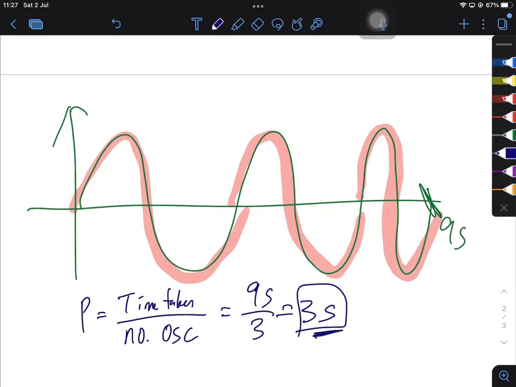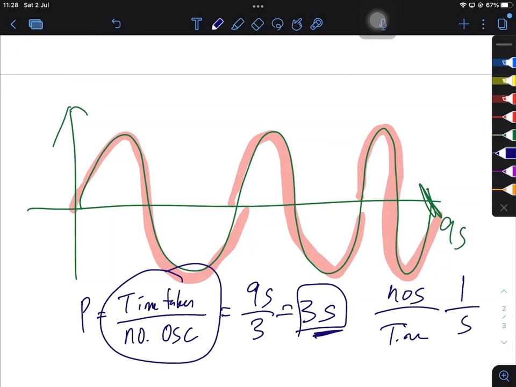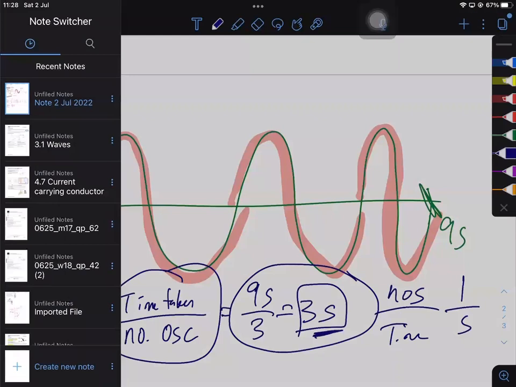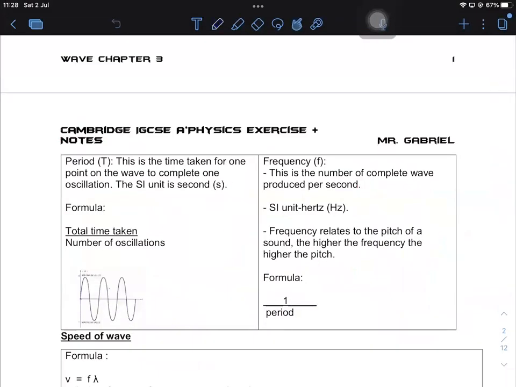Why? Because a lot of students, when they're doing the period, somehow forget this, and they tell me the number of oscillations over the time taken. If it's number of oscillations over the time taken, it's basically 1 over second. 1 over second is not measured in time, guys. In fact, 1 over second is measured in frequency. So you must remember that period is associated with time. Your ultimate goal is to get time as the units at the end of the day. It should be seconds divided by number, not number divided by second. Very important on this one here. You guys understand what I'm talking about? Yeah, very important.